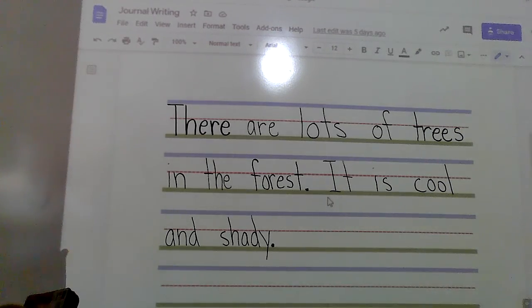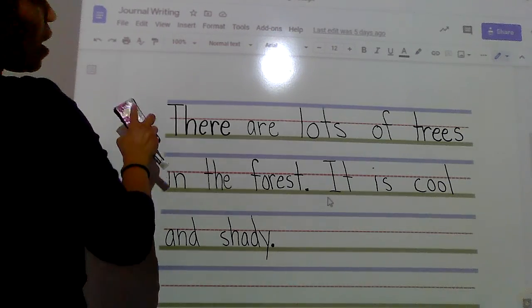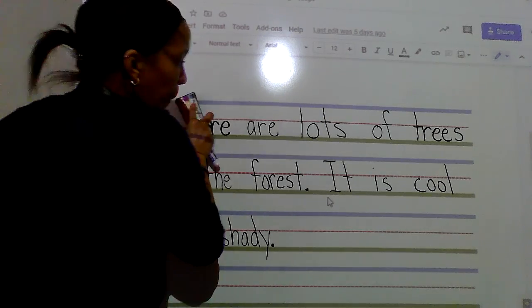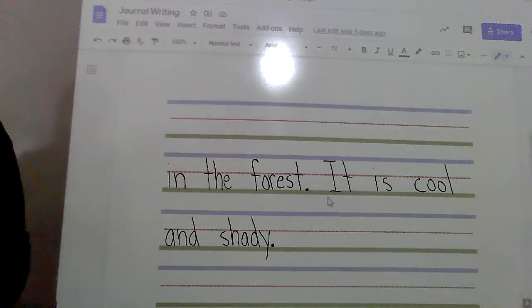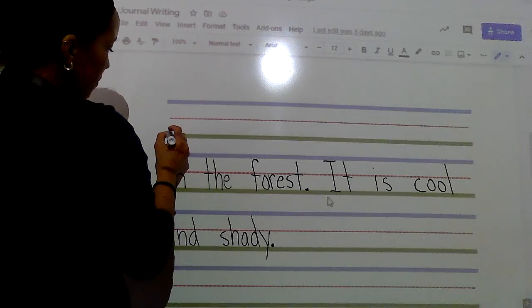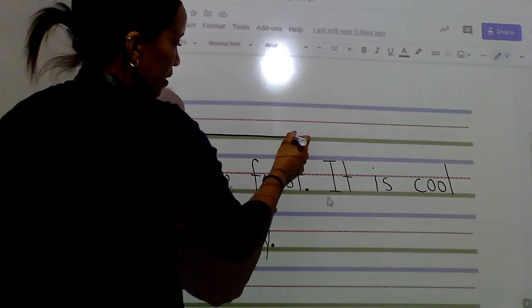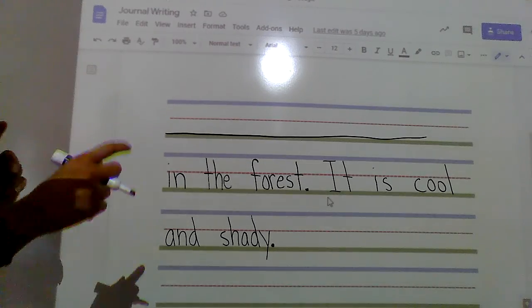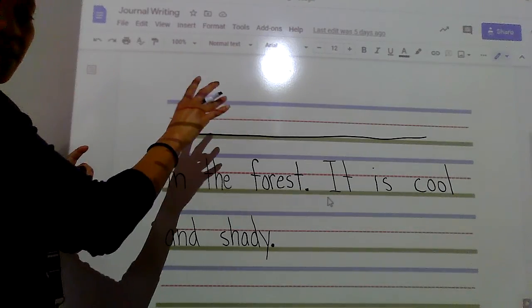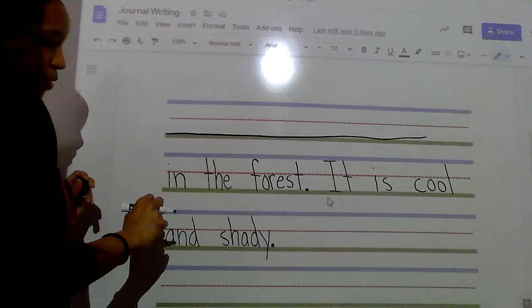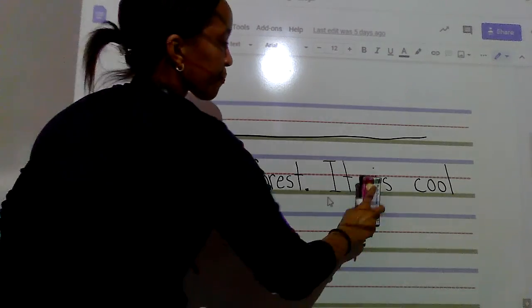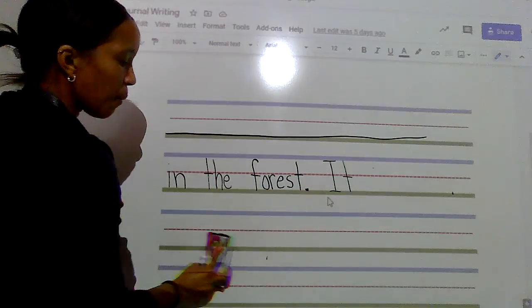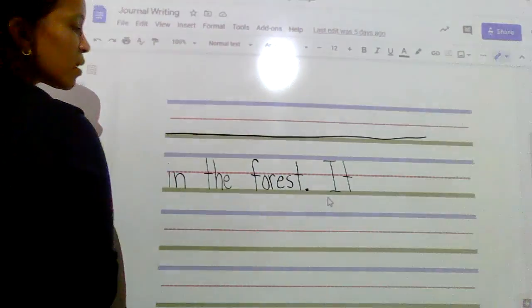I'm going to erase the things I do not want you to copy. I'm going to erase all of that because you could begin your sentence however you want. I'm going to leave in the forest to remind you we're writing about the forest ecosystem. So make sure you are writing what living things and non-living things are in the forest, okay? And then I'm also going to erase that. Now I will leave it for you, your pronoun.